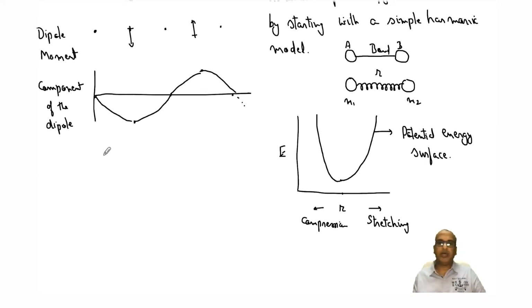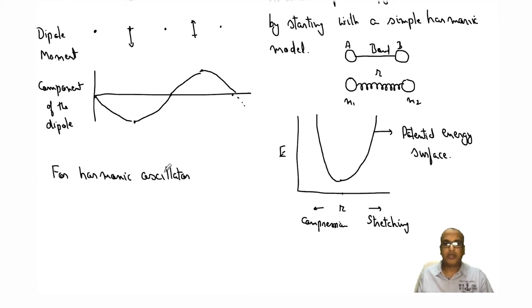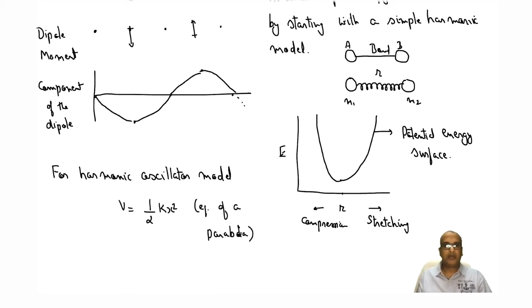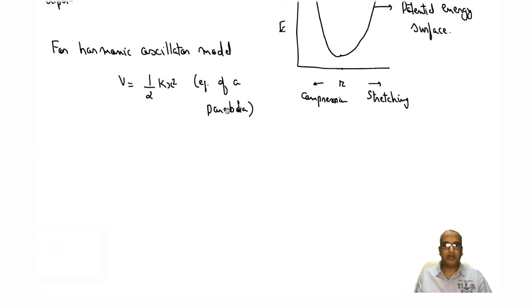And now if you want to actually look at the equation, for harmonic oscillator model to represent a diatomic molecule, you can say the potential is equal to half. It's an equation of a parabola, right? The potential is in the form of parabola. So I can say this is half kx square, right? This is equation of a parabola. So you should all be aware of what is a parabola.